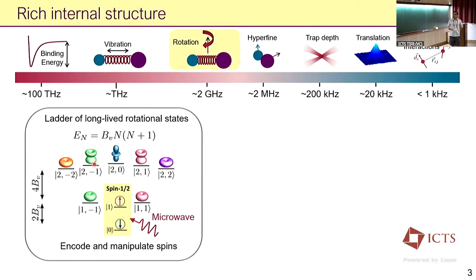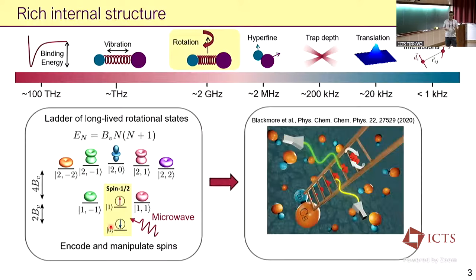So the transitions between them are typically in the microwave domain, and they're allowed because our molecule can have a dipole moment in the molecular frame. So this is an electric dipole allowed transition between these neighboring states in the molecule. So we can use that. I've illustrated here picking two levels to encode a spin-1/2 system. But really, I want to emphasize that all of these states exist. They're all there. They're all long-lived, and so I think the molecule is much richer than a simple two-level system.